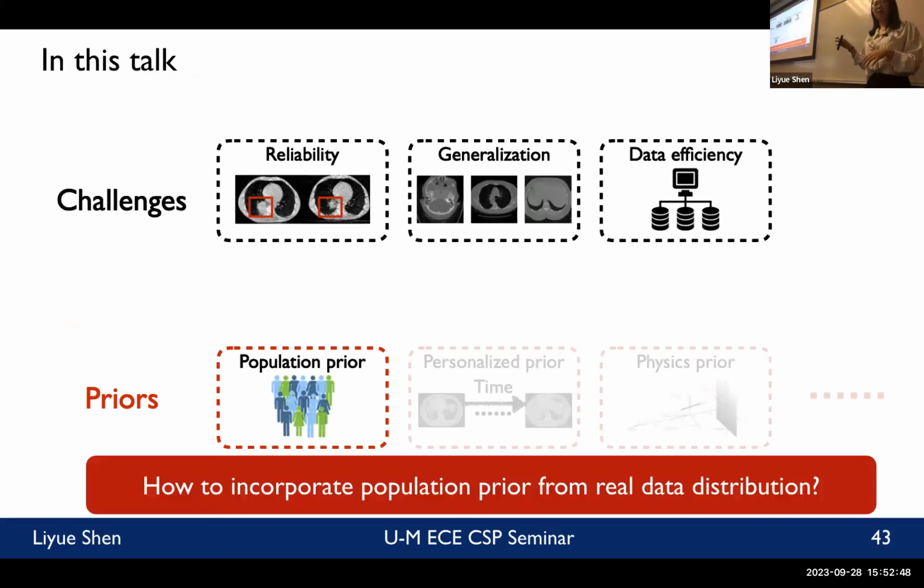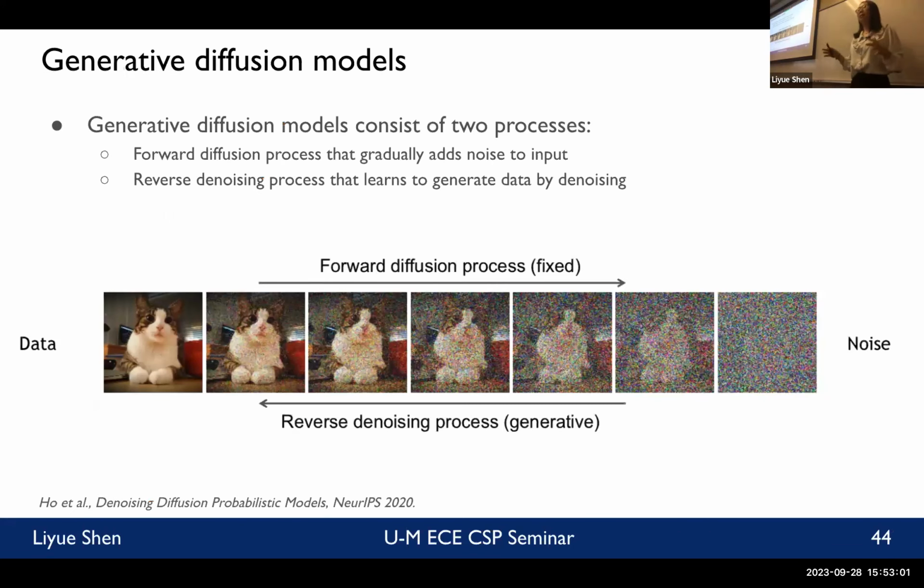In today's talk, I will mainly focus on the first prior, what we call the population prior. So the question is, how can we incorporate the population prior from the real data distribution? This comes to the first main topic of this talk, which is the generative model. We propose to use the generative model to capture the data distribution priors that could further improve the deep learning model that we built to address these challenges, and also tackle the inverse problems in the biomedical imaging that we are facing.